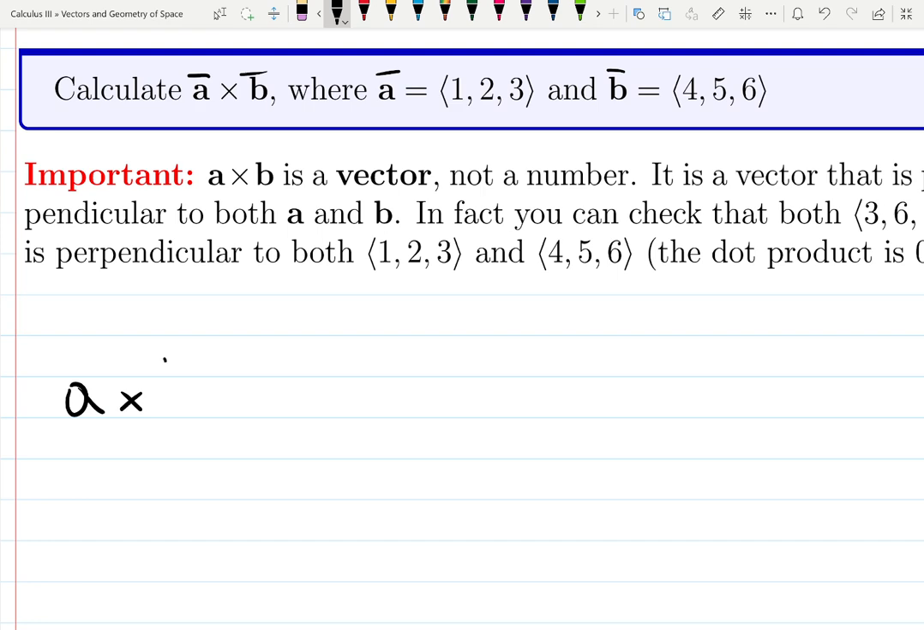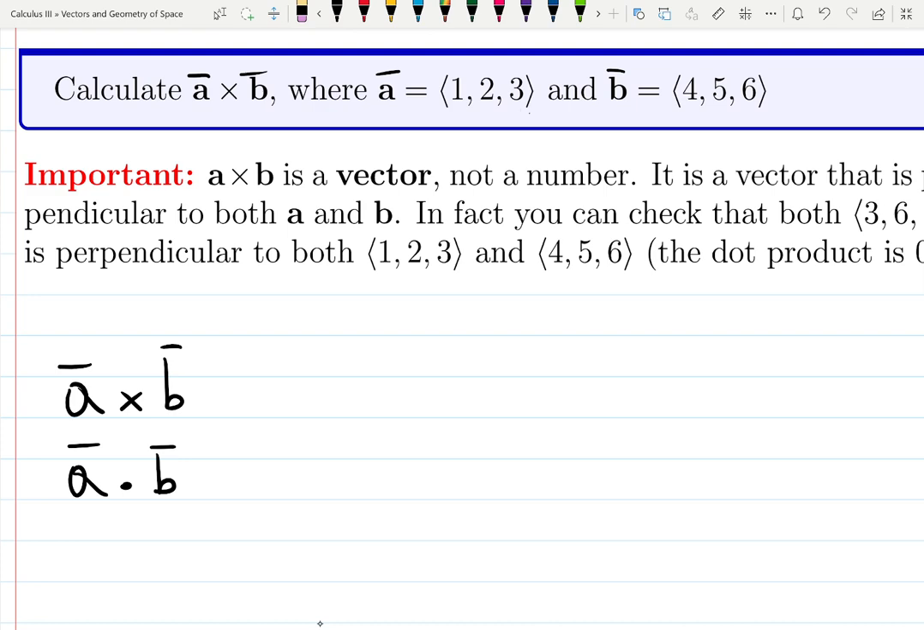A cross B. You see, times can be different. A cross B is not the same thing as A dot B. The second one is a dot product, will give you a number, and we know how to do it, right? 1 times 4 plus 2 times 5 plus 3 times 6 and so on, right?